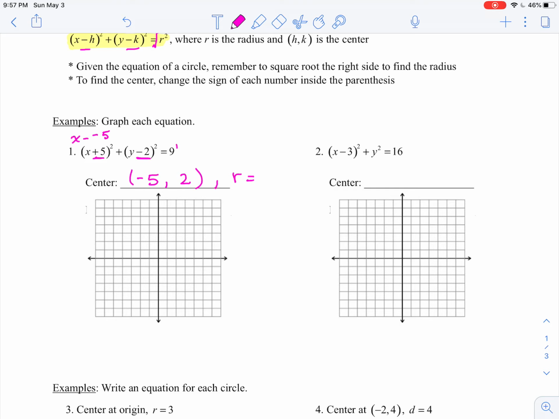The radius of the circle comes from the right side. Remember, this is the radius squared. So if the radius squared is 9, when you square root that, the radius will be 3.